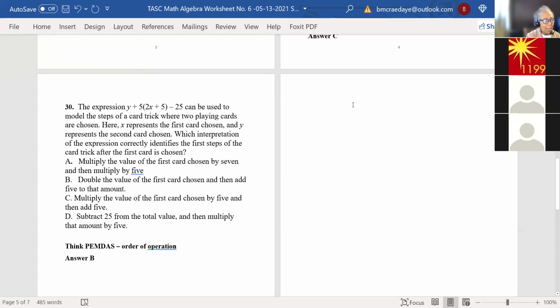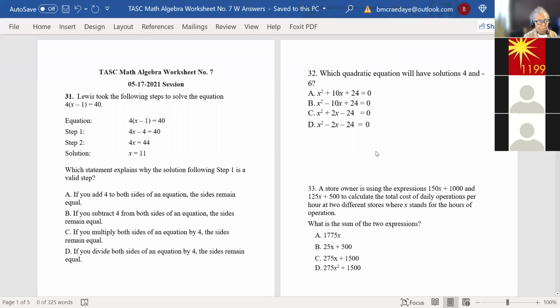Okay, let's go to our next worksheet. That was number 6? Now we want to go to number 7.